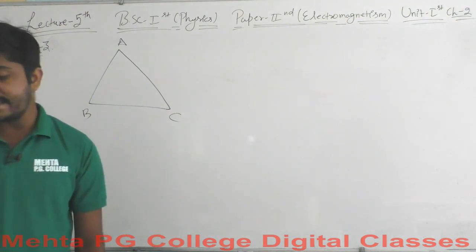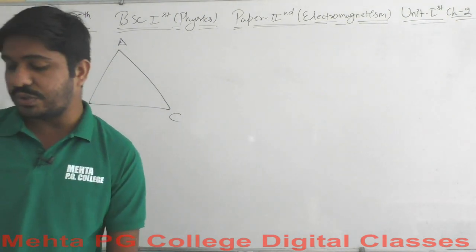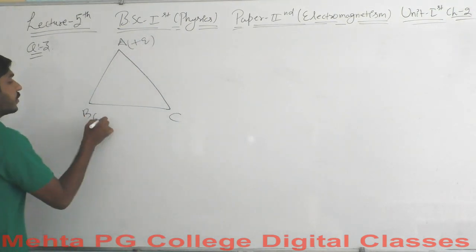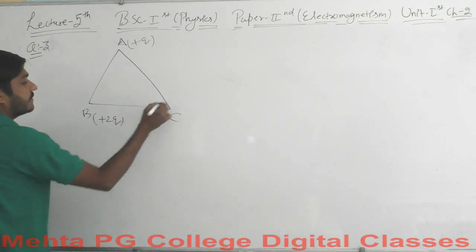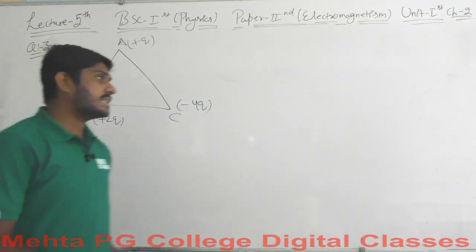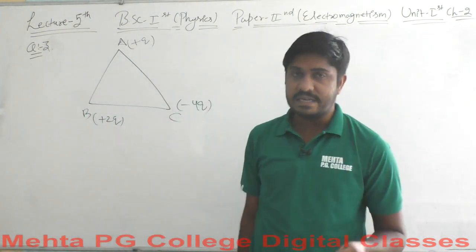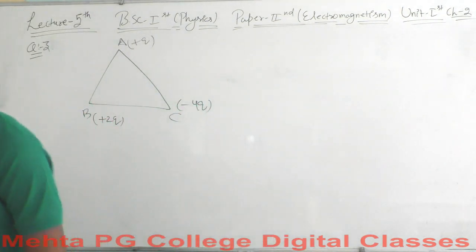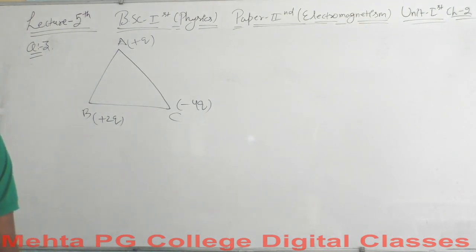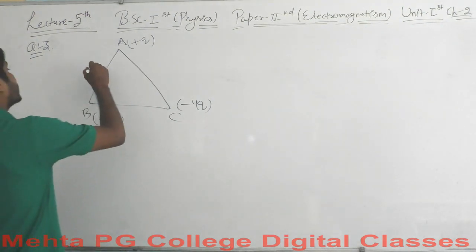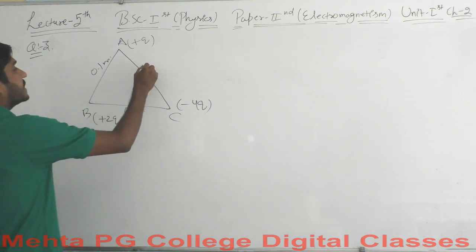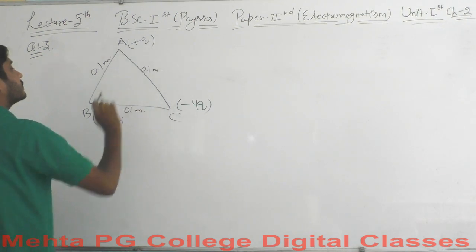So what does it say? It says that the 3 charges, plus q, plus 2q and minus 4q, are placed at the vertices of an equilateral triangle of side 0.1 meter. Let's say here it is plus q. For B, let's say it is plus 2q, and point C is minus 4q. Yes, all the sides are 0.1 meter. This one is also 0.1 meter, this is again 0.1 meter, and this is again 0.1 meter here.